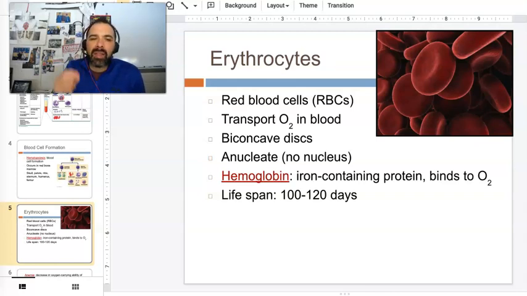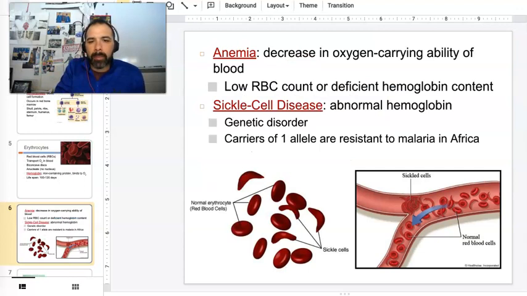Your blood cells have a lifespan of about 100 to 120 days. I'm not saying that every one of your blood cells gets replaced every 120 days, so they're not all the same age. You might have some blood cells that are 50 days old, some that are 100, some that are 120, but that's about the general lifespan.